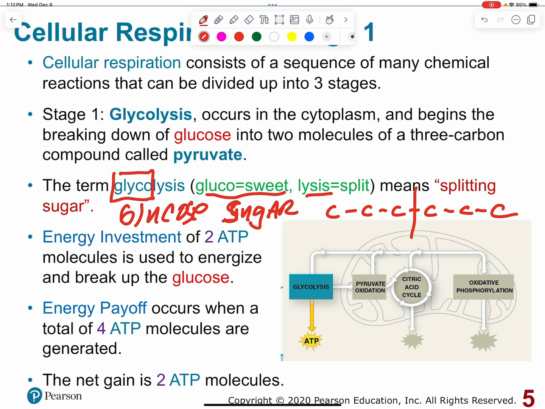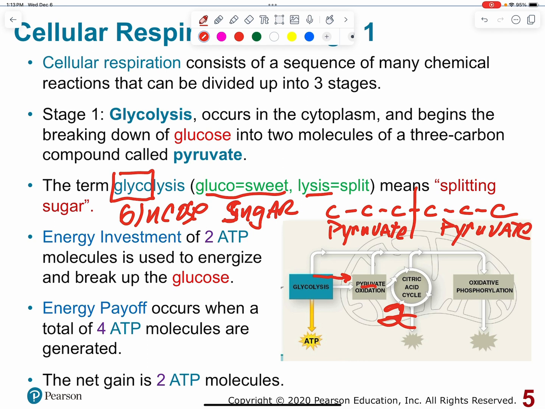So what comes out of glycolysis is right here. It's called pyruvate. So one of these is called pyruvate. And there's 2 of them. So that's the name of a 3-carbon long small molecule, pyruvate. So you've got 2 of them going into step number 2 there.